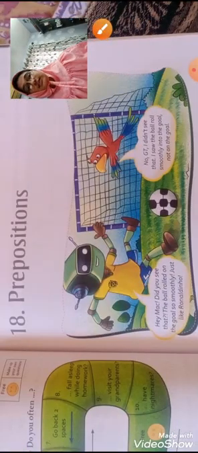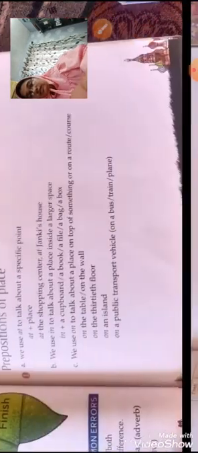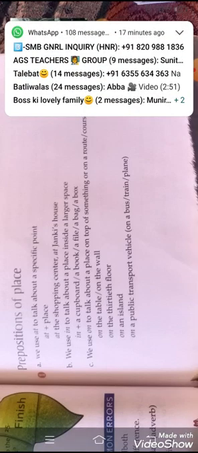Moving on to lesson number 18, prepositions. What are prepositions? As the word suggests, positions. That is on page number 87 of your grammar book. There are various types of prepositions. First, we'll learn prepositions of place. What does it mean?